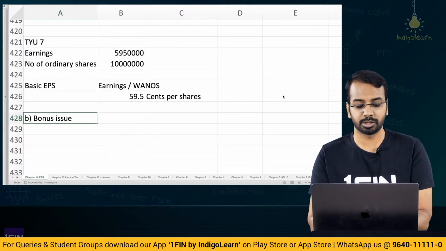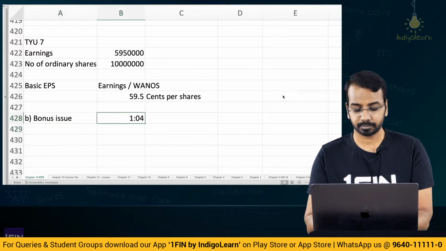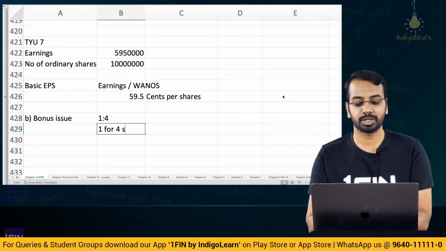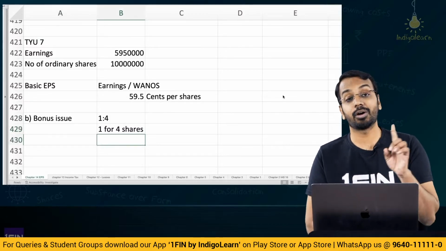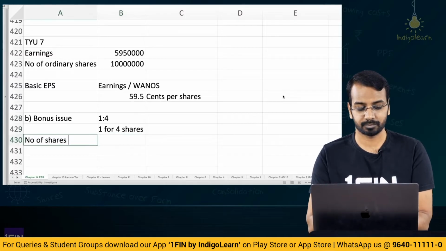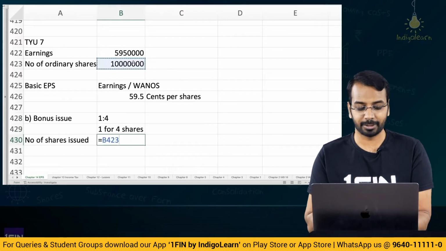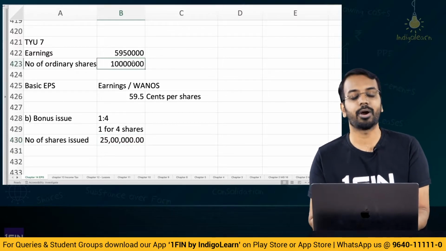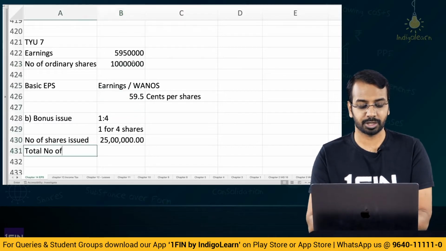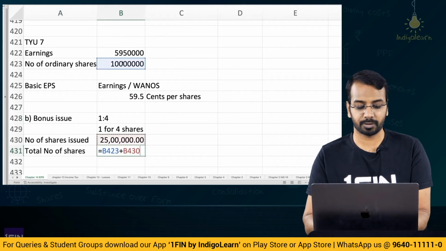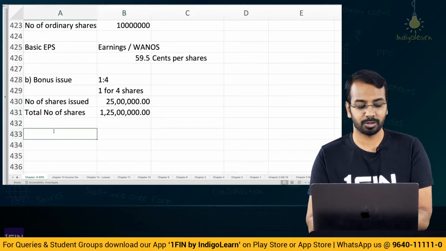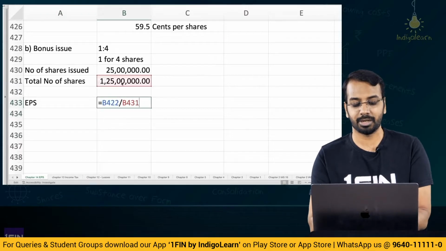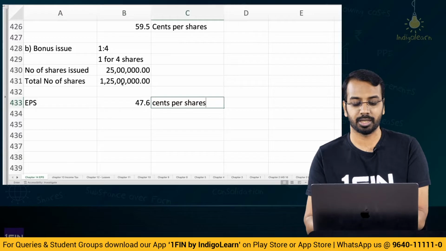So when it is there from the beginning of the period, how do we do it? Bonus issue 1:4. When we have 1:4 as the bonus issue, it means 1 share for every 4 shares. So if you have 4 shares, you will get 1 share. If you have 10 million shares, it will be 10 million divided by 4, which is 2.5 million. So total number of shares is 10 million plus 2.5 million, which is 12.5 million. So EPS would be earnings divided by 12.5 million, 0.476 multiplied by 100, you get 47.6 cents per share.